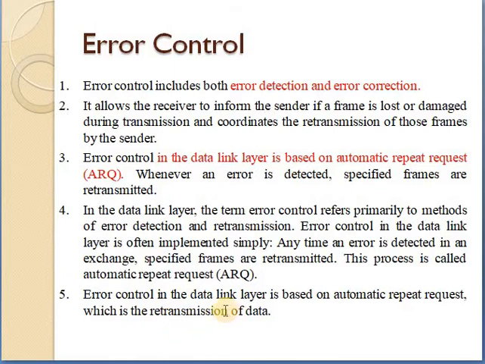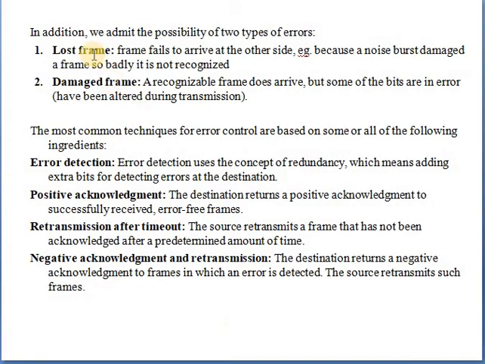And there are mainly three cases. First is a damaged frame, next is a lost frame, and third is a lost acknowledgement. Let us see these three conditions. First of all, in addition, there are mainly two types of errors.